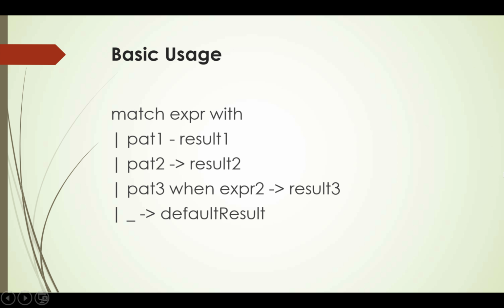This is basic usage. So we match our expression with part 1. If that's true, we go to result 1. If part 2 is true, we go to result 2. When part 3 is true and this expression 2 here is true, we go to result 3. And then we go to our default if none of these are true, and go to our default result.